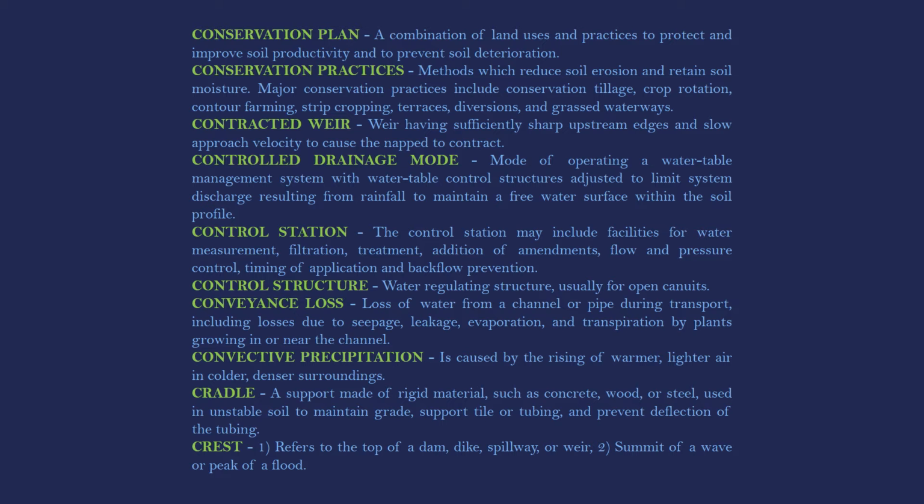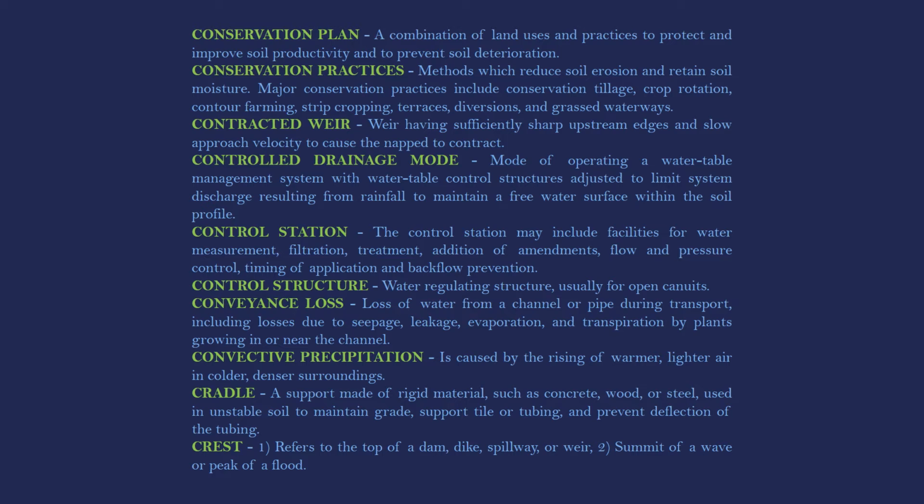Control station: the control station may include facilities for water measurement, filtration, treatment, addition of amendments, flow and pressure control, timing of application and backflow prevention. Control structure: water regulating structure, usually for open conduits. Conveyance loss: loss of water from a channel or pipe during transport, including losses due to seepage, leakage, evaporation, and transpiration by plants growing in or near the channel.